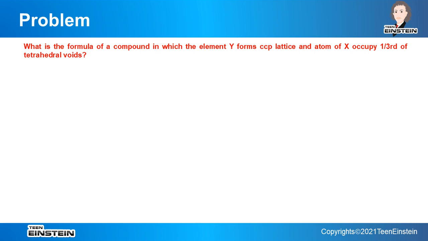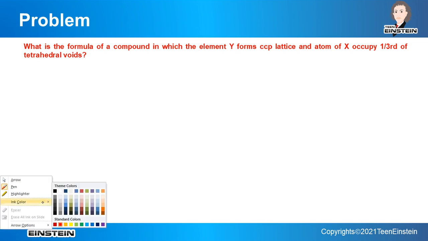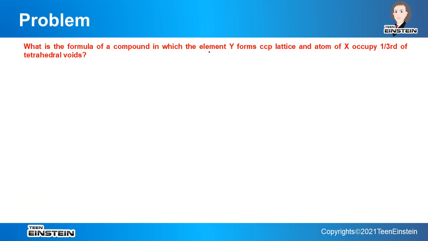What is the formula of a compound in which the element Y forms a CCP lattice and atoms of X occupy 1/3 of tetrahedral voids? As we have said, anions mostly reside in the lattice points. So here Y is actually the anion, and the atom X that occupies 1/3 of the tetrahedral voids is the cation, but that is not important, because our purpose is to find the chemical formula from this information.